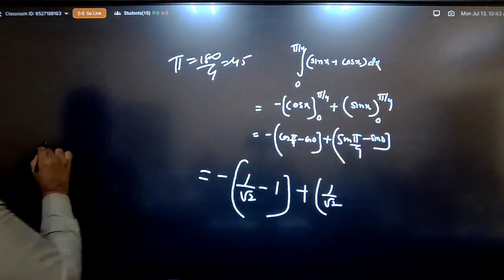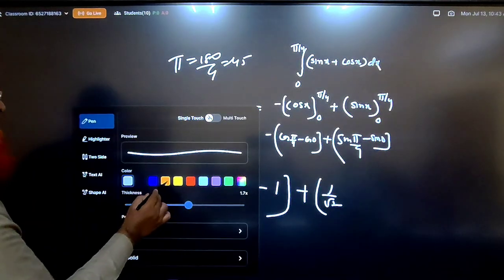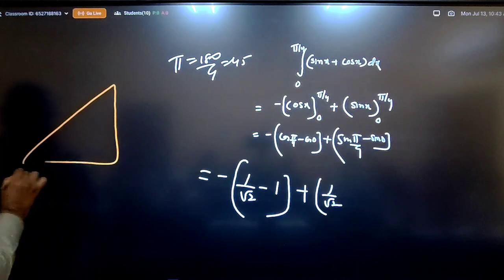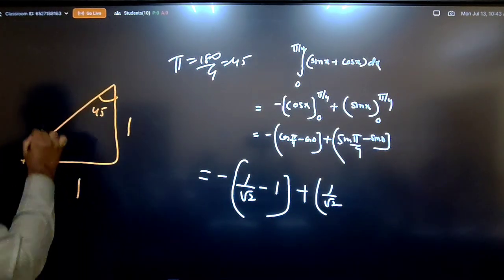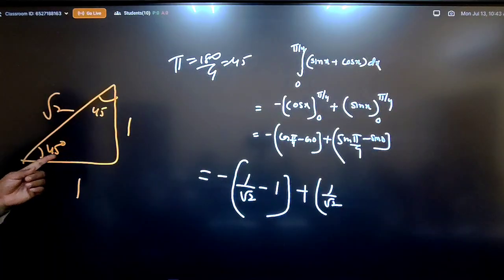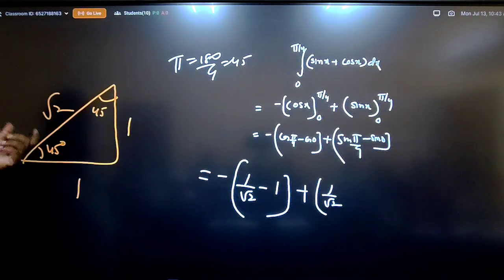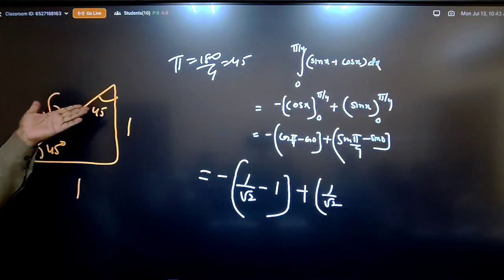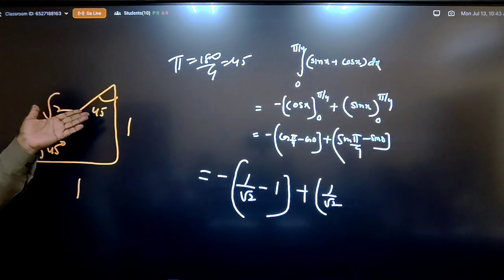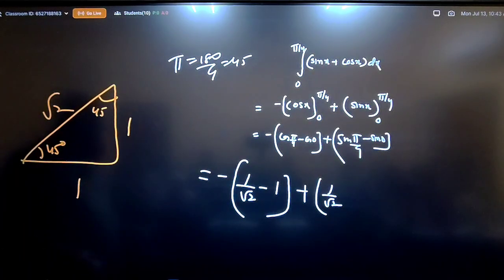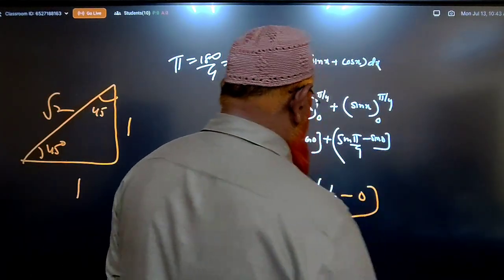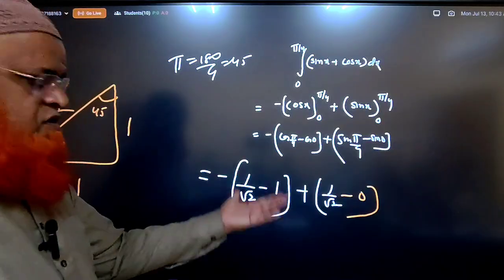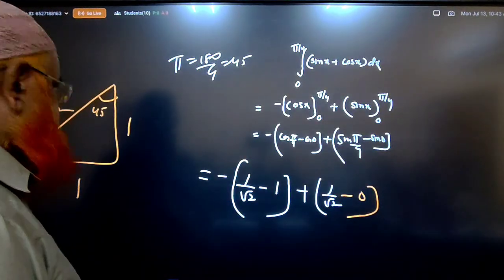Because I think you might be knowing this triangle here, where this is 45 degrees, this is 45 degrees, and the sides are 1, 1 and root 2. So sin 45 is opposite side by hypotenuse, 1 by root 2, and cos 45 is adjacent side by hypotenuse, 1 by root 2. From that side also it is the same, whether you take cos 45 or sin 45, it is 1 by root 2. So this is 1 by root 2 minus sin 0, which is going to be 0. That's it. So you have to simplify and keep the values here.